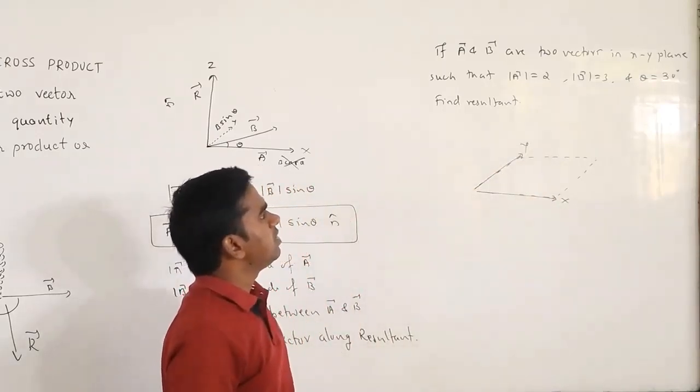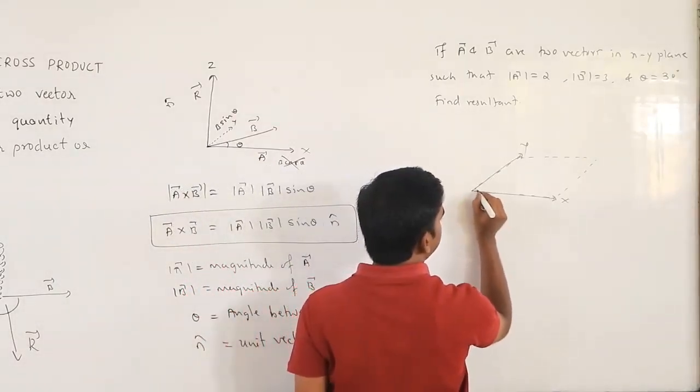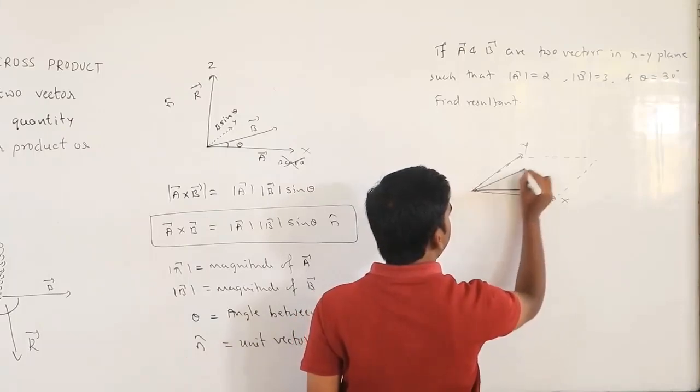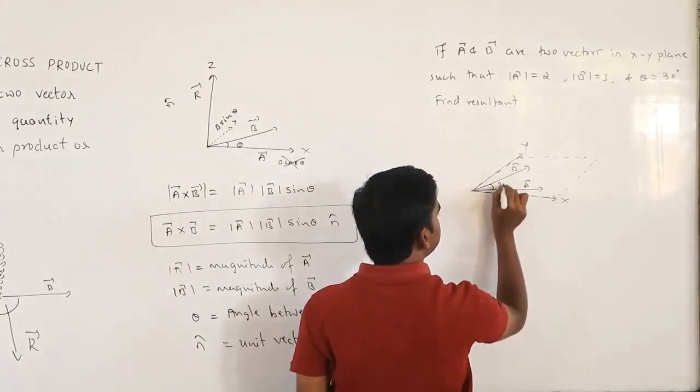So A and B are there. A and B are in the xy plane. Okay, so I will take this as A and this as B. The angle between them is 30 degrees.